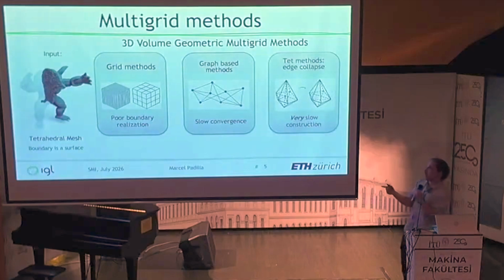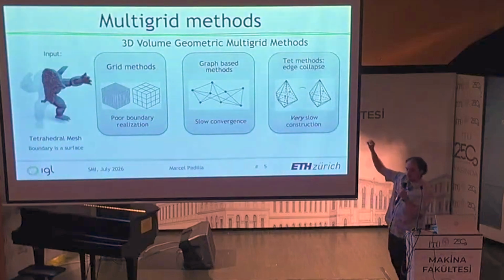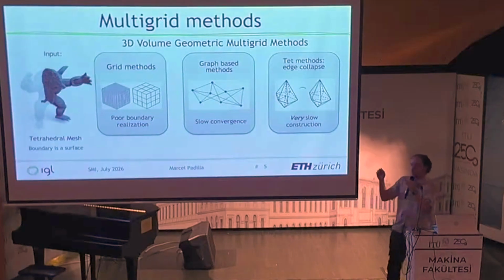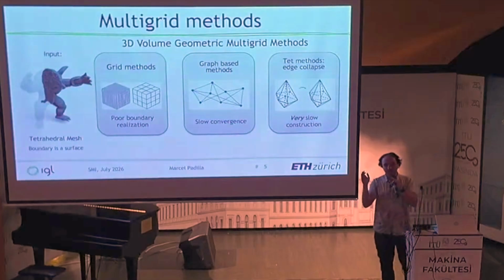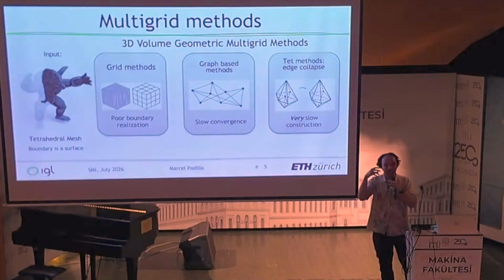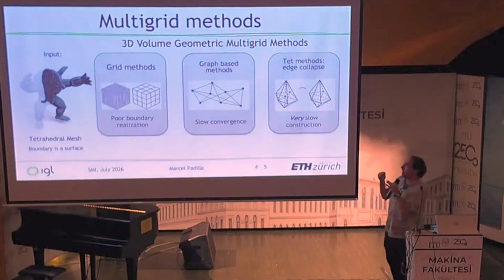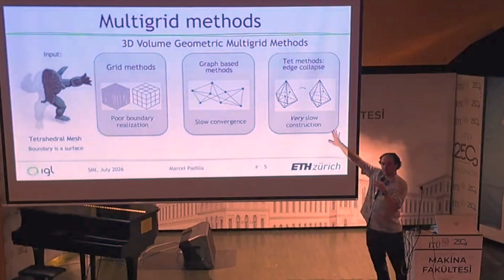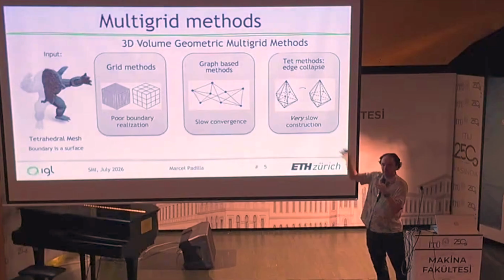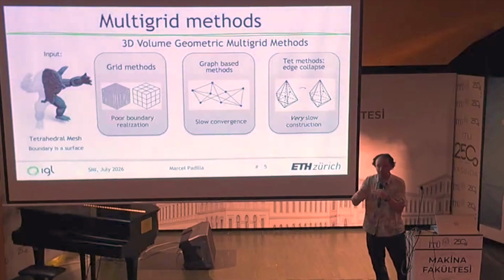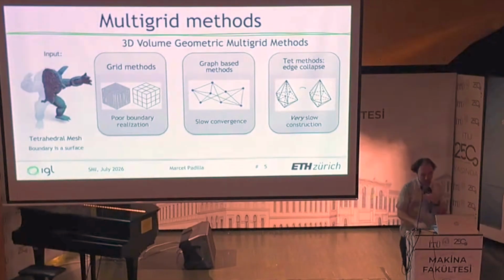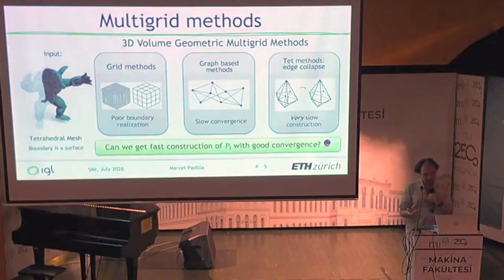And then there's a third class that is directly designed for tetrahedral meshes. The problem is that they work mostly on edge collapsing and then repairing the broken tetrahedra that you get once you collapse. And we do not compare against them because they take hours for the meshes we are trying to use, while we are trying to build the prolongation and solve it within seconds. So what we want is fast construction of prolongation matrices and good convergence.